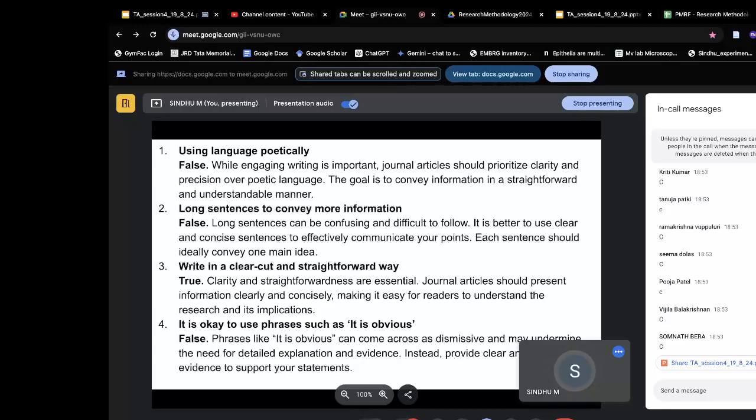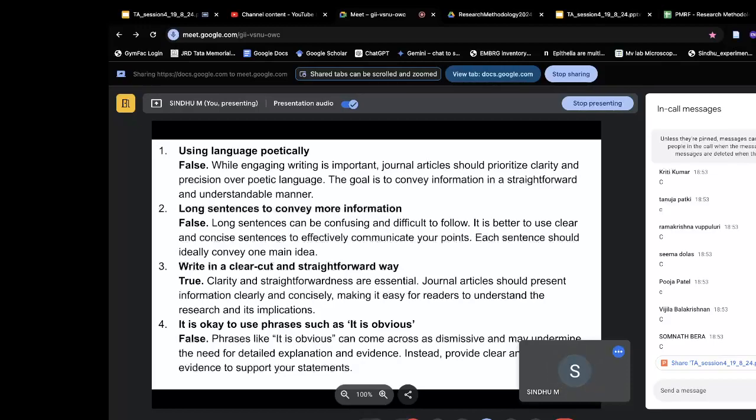Option B, long sentences to convey more information. This is also not correct, because if we use long sentences, the reader may be confused. Also, even if the sentence is long, it doesn't mean that it will have more information. So, option B is not correct.